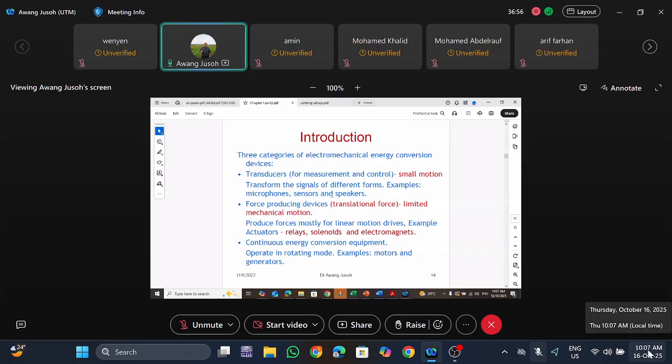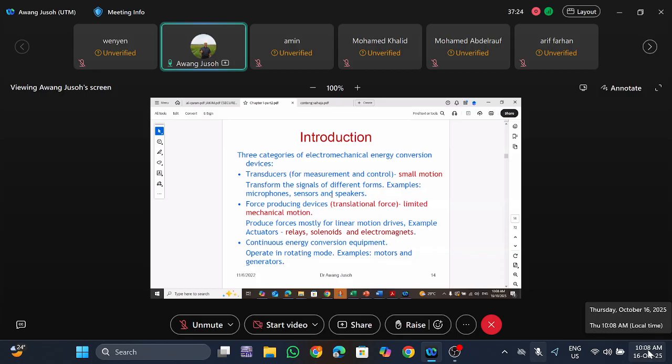The second one we call the force producing device. This one normally involves translational force with limited mechanical motion. For example, actuators. In the actuator, we can have relays, solenoids, and electromagnets. So this kind of device we also call an electromechanical device. It involves limited mechanical motion. It's not wide, but very limited motion.